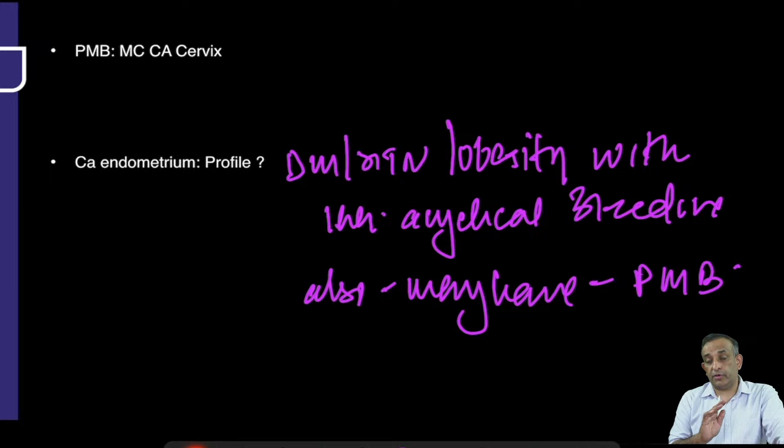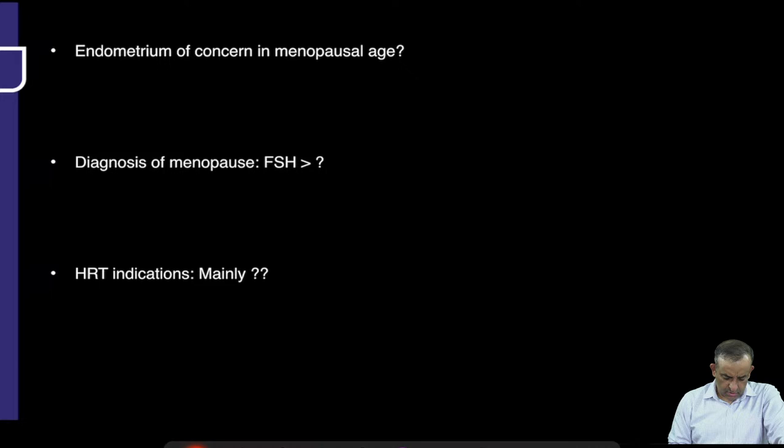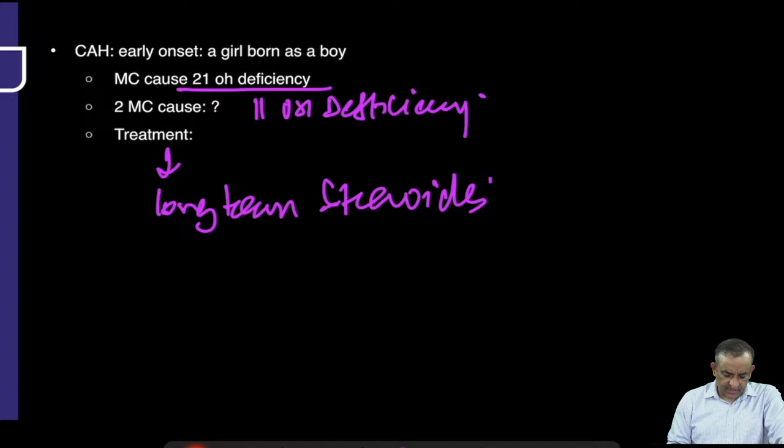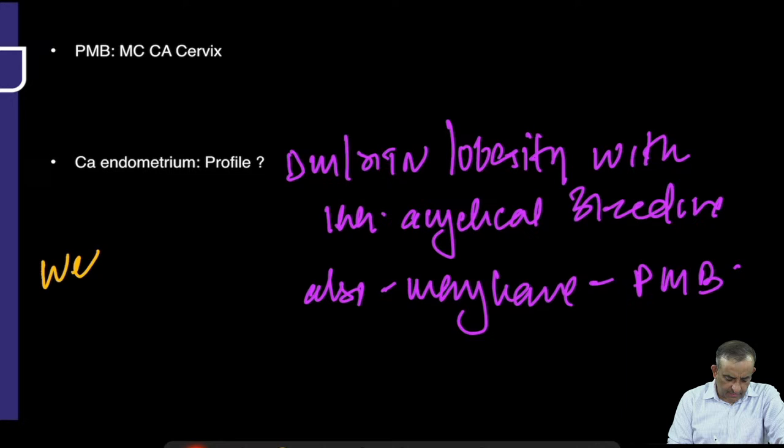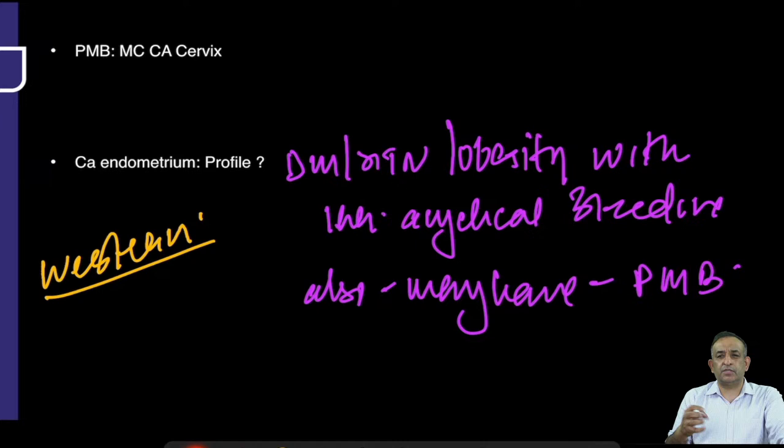For you guys, please don't think in terms of Western causes. I'm coming to those also. India, think of CA cervix, all your MCQs. In the Western Hemisphere, CA cervix is mostly diagnosed much earlier and the patient does not have postmenopausal bleeding or postcoital bleeding presentation. So in the Western Hemisphere, CA endometrium is more likely a problem, but that is only 10%.